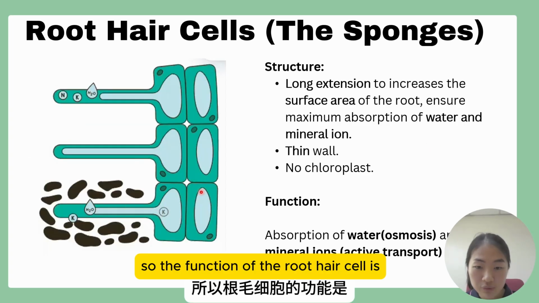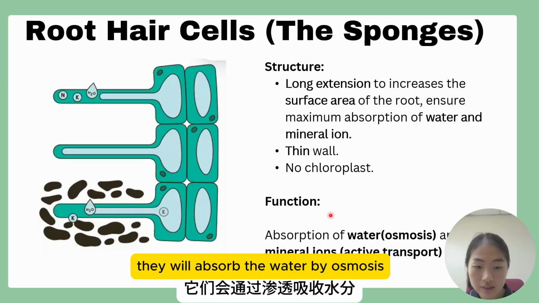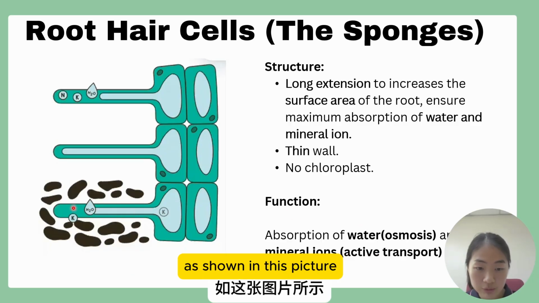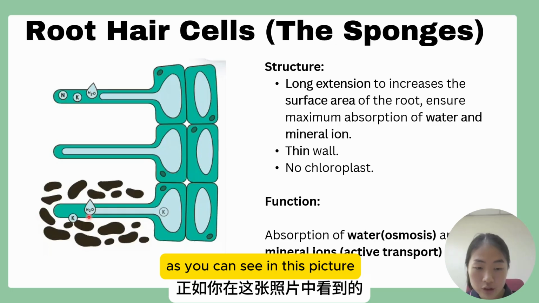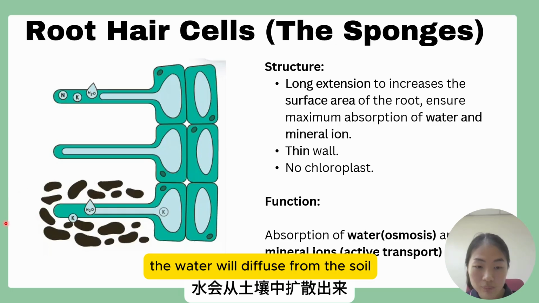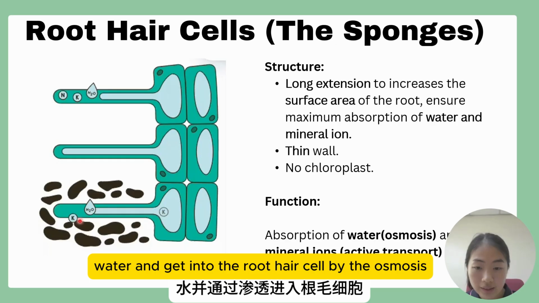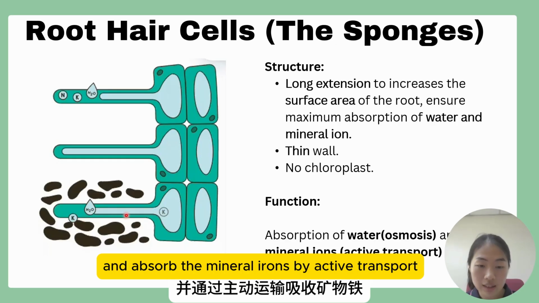So the function of the root hair cell is to absorb water by osmosis, as shown in this picture. As you can see, the water will diffuse from the soil water into the root hair cell by osmosis, and the cell absorbs mineral ions by active transport.